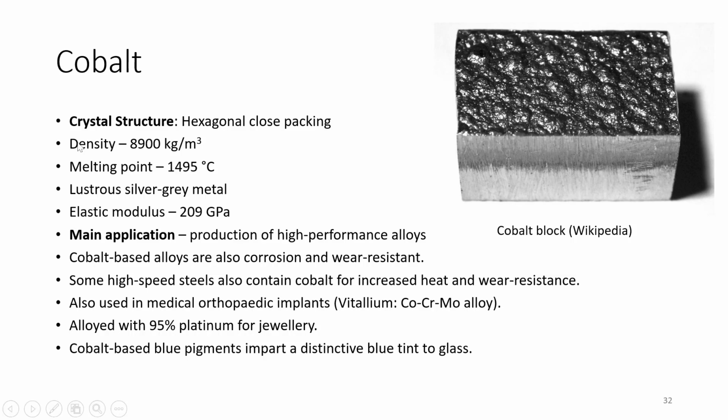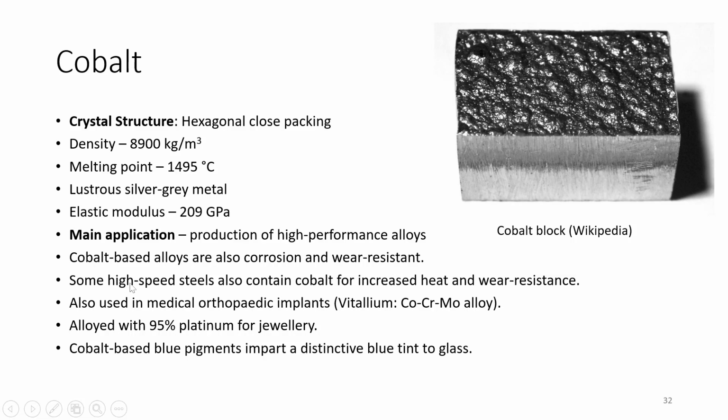Next is cobalt. This also looks like a lustrous silver gray metal similar to aluminum, and its crystal structure is HCP, so it is brittle compared to other metals, so it cannot be easily made into sheets. Its density is 8900 kg per meter cube, and melting point is 1495 degrees Celsius, very similar to nickel, and its elastic modulus is 205 GPa. The main application includes production of high performance alloys, and cobalt based alloys are also corrosion and wear resistant.